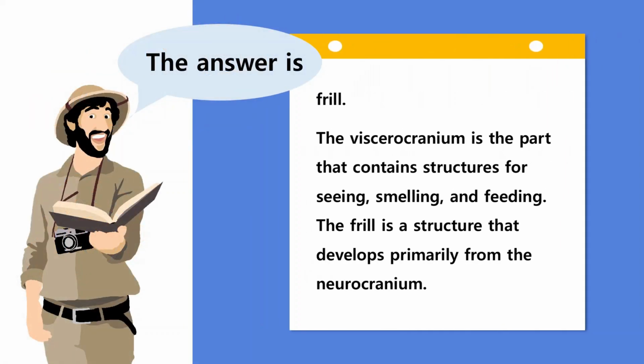The answer is frill. The viscera cranium is the part that contains structures for seeing, smelling, and feeding. The frill is a structure that develops primarily from the neurocranium.